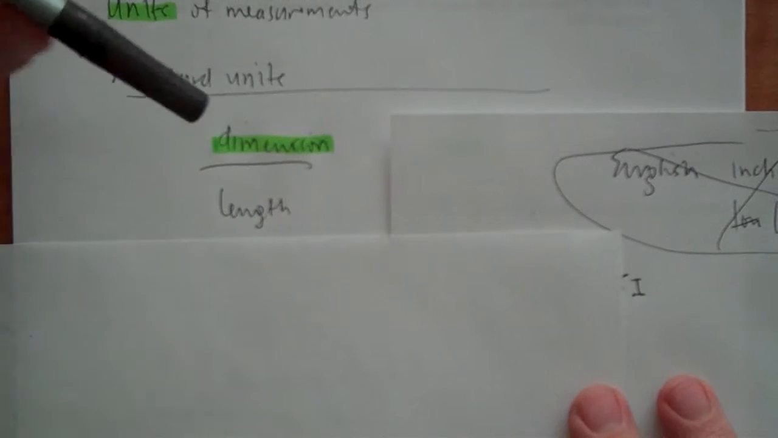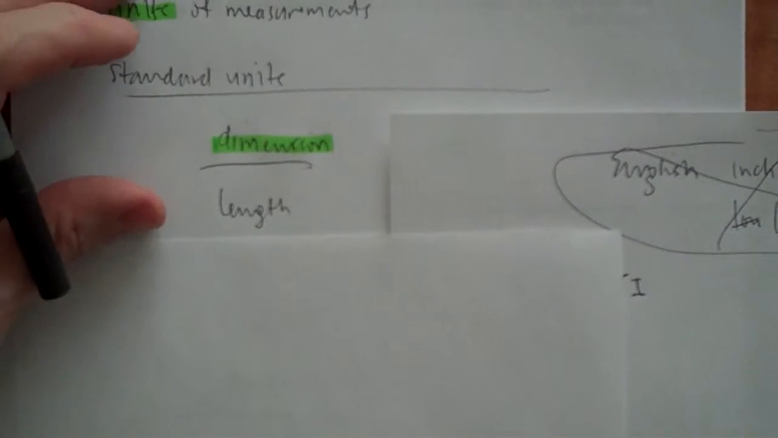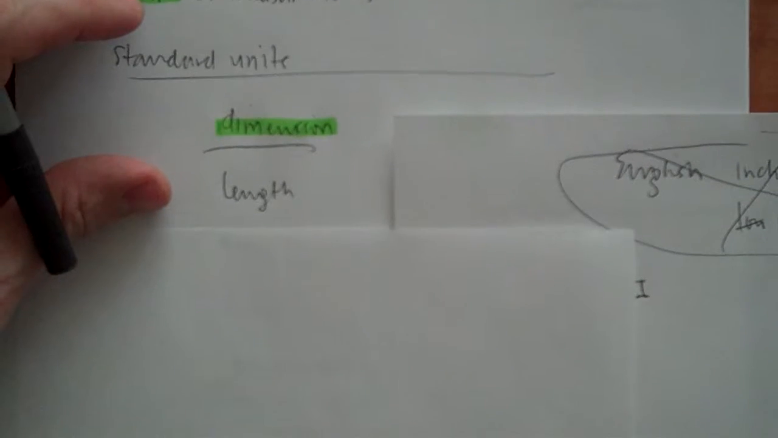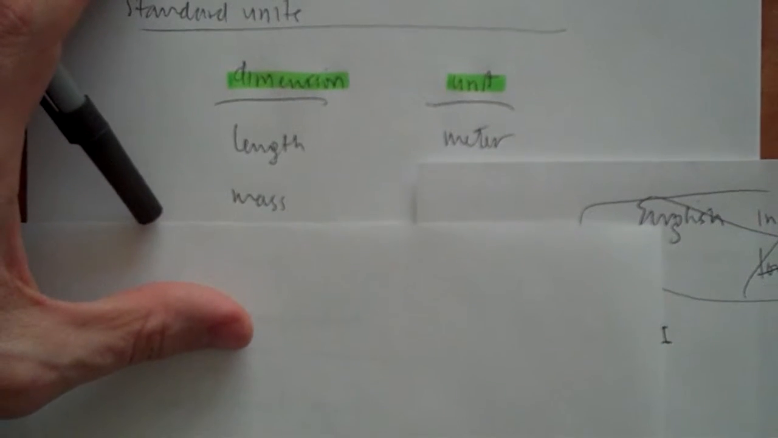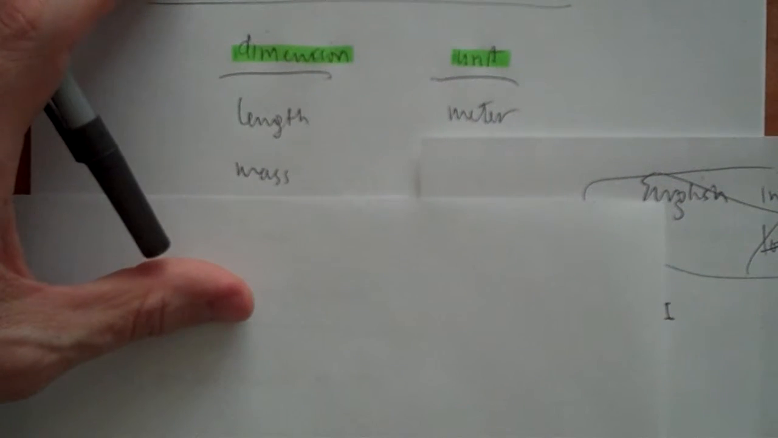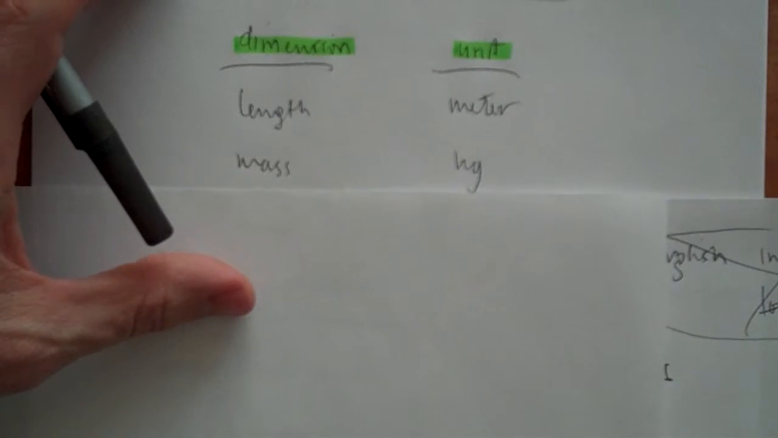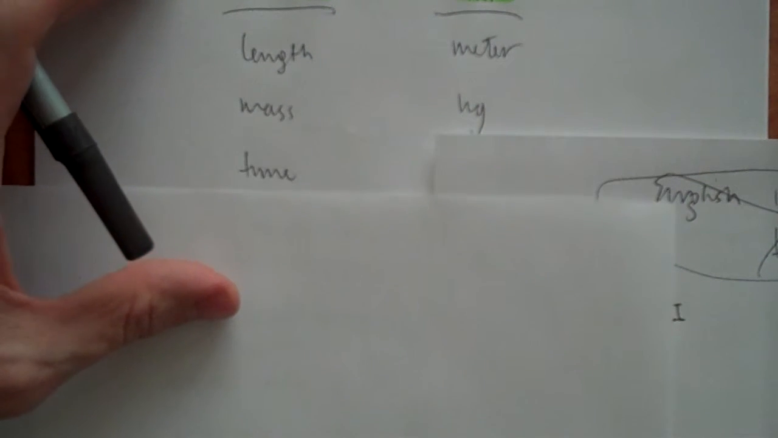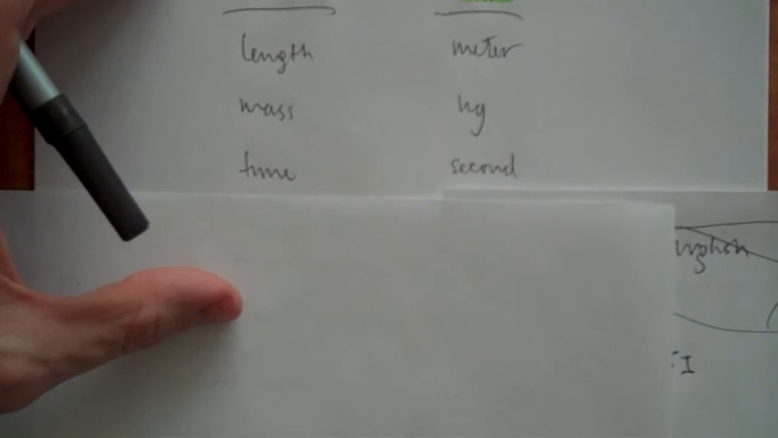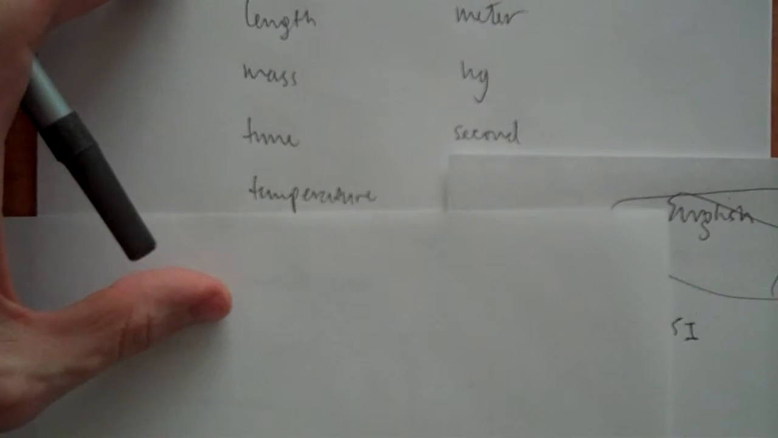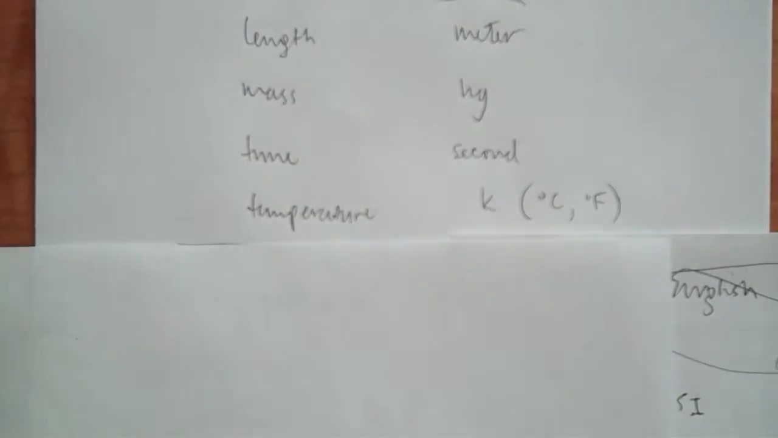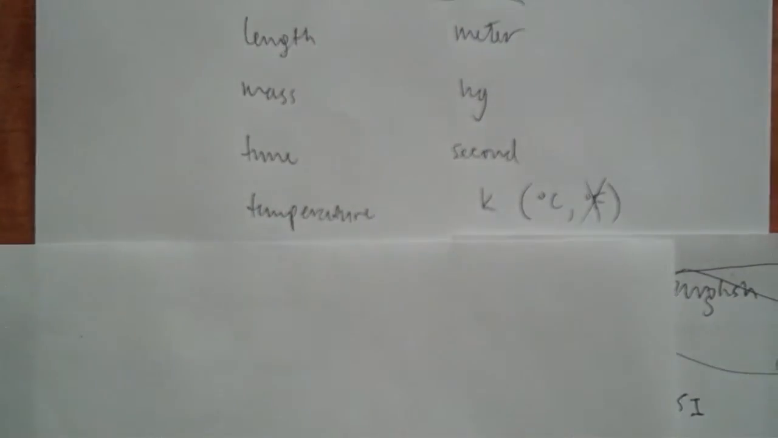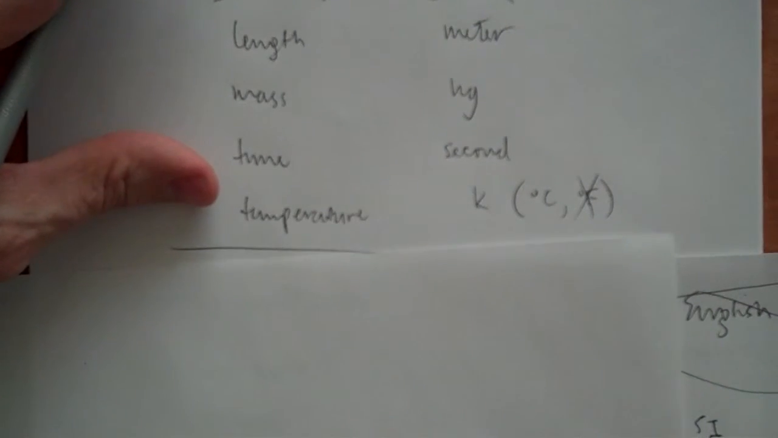So if a dimension is length, what is the standard unit for length? My feeling is you probably know. It's meters. If the dimension is mass, what's the unit that goes along with that? Kilograms, you're right. What is it for time? It's seconds. And what is it for temperature? It's kelvins. Oftentimes we will use degrees Celsius. It's legit to say degrees Fahrenheit, although that's English. We talk in degrees Fahrenheit, but it's not a standard unit.